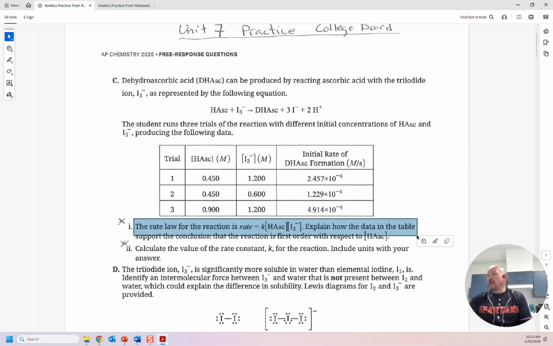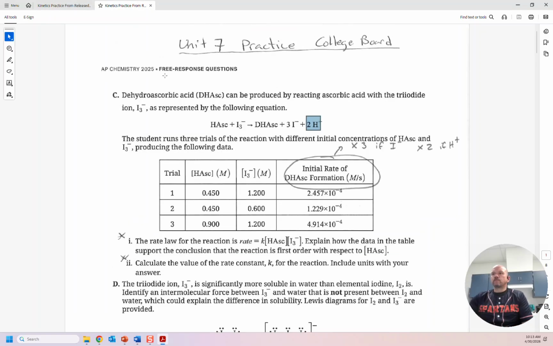So we're not determining the reactant orders because they tell us the rate law. They're telling us that this is first order, and I3 minus is also first order in terms of reactant order. We have to explain why they're first order. So we don't have to discover that they're first order based on the data, but we could; we have to explain why the data shows that they're first order, okay?